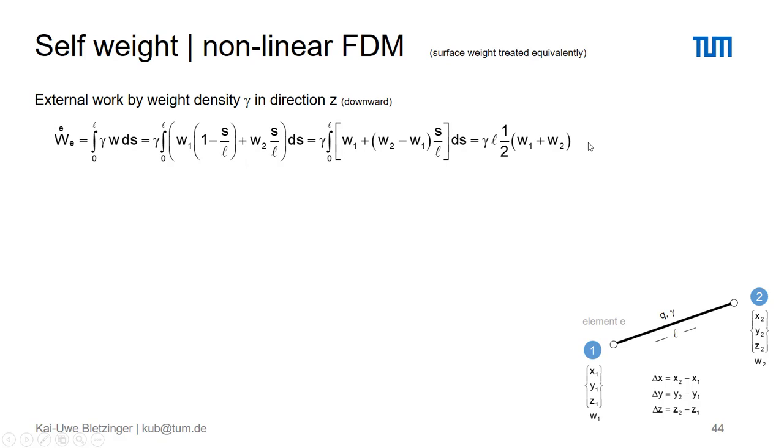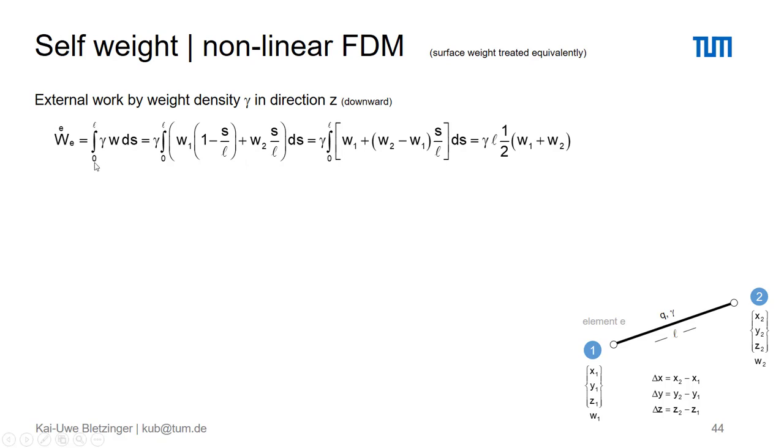But now we are concentrating on the cable only. That is the contribution of an element E to the external work. It's the integral of the actual length times the specific weight, which performs work with the vertical downward deflection W. We integrate along the longitudinal coordinate of this element, which here we call S.